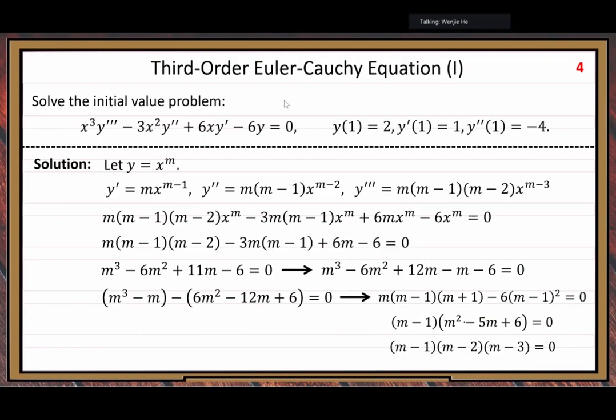All right. Then three roots, each a single root. So you have three solutions. y1 solution equals x. y2 solution equals x squared. y3 solution equals x cubed. So you solve the problem.